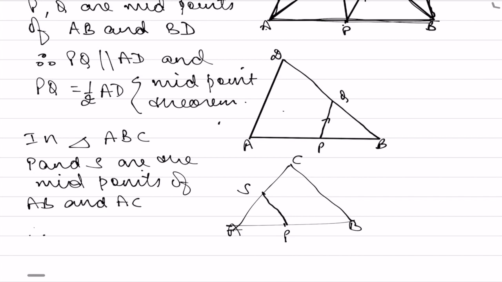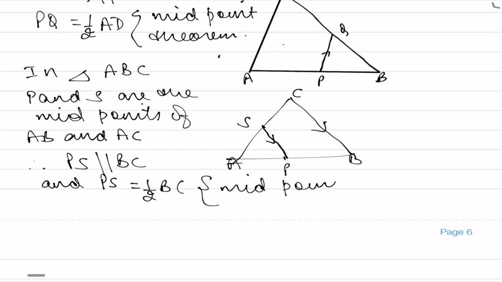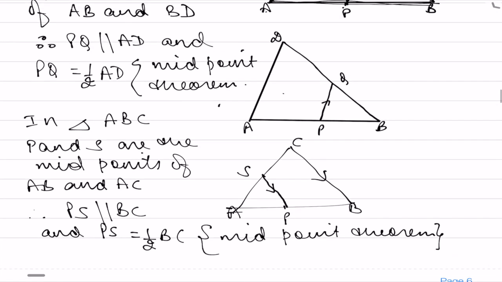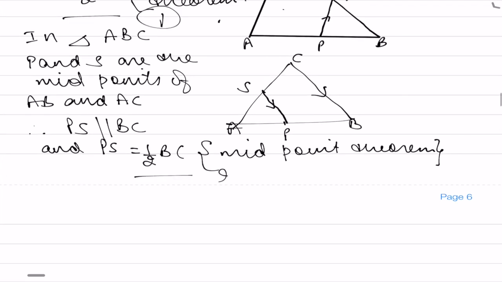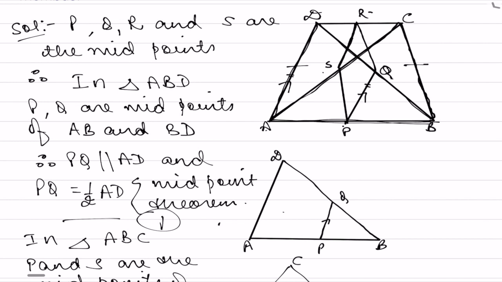Therefore, PS is parallel to BC and PS is half of BC. Give the reason by midpoint theorem. Okay, so give this as equation number 1 and this as equation number 2. So we can see that PS is parallel to BC as well as PS is half of BC.